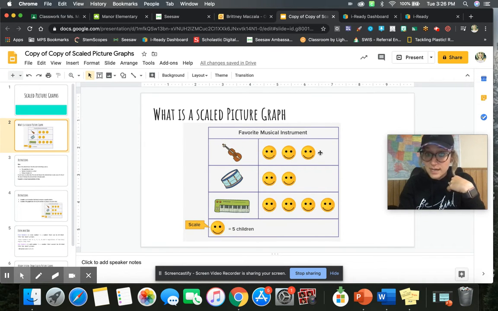So if we have 3 smileys here, we're going to skip count by 5s: 5, 10, 15 violins. Then we're going to look at the drum. How many kids' favorite musical instrument is a drum? Remember, they're worth 5, not 1. So 5, 10. So 10 like a drum. And keyboard, we have the most: 5, 10, 15, 20. Just don't forget to always look at that scale, because the scale is going to show us how much the item is worth.